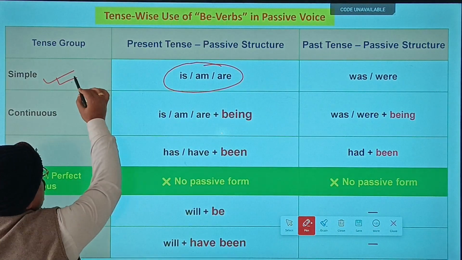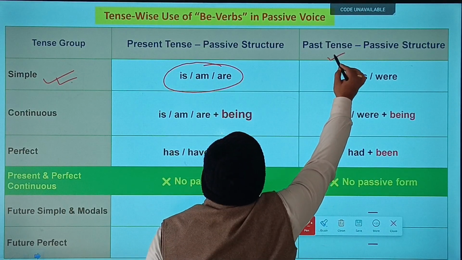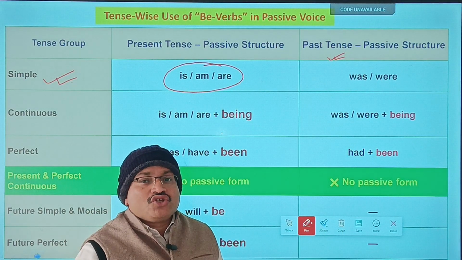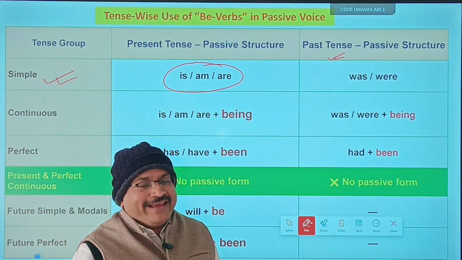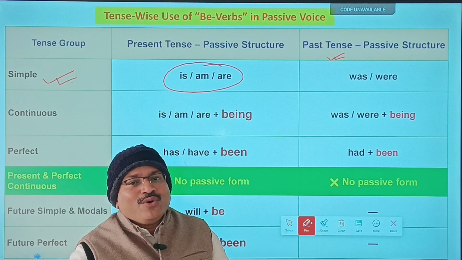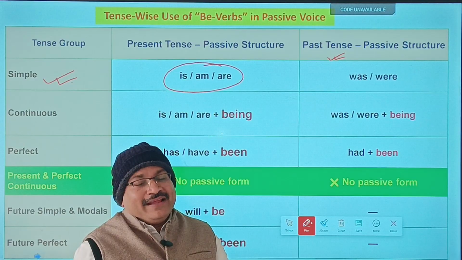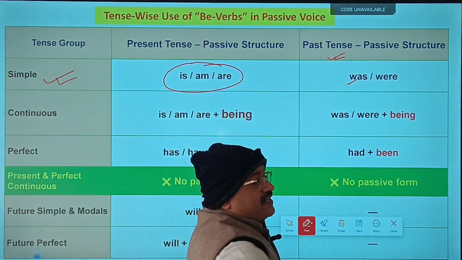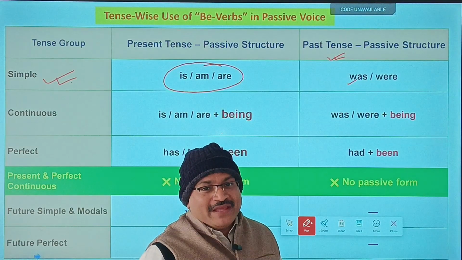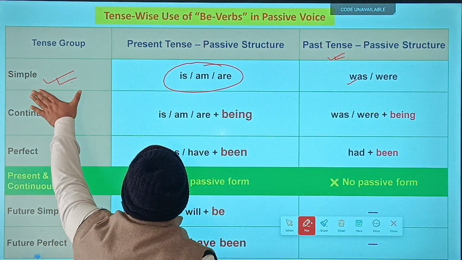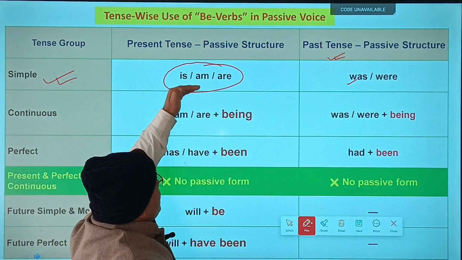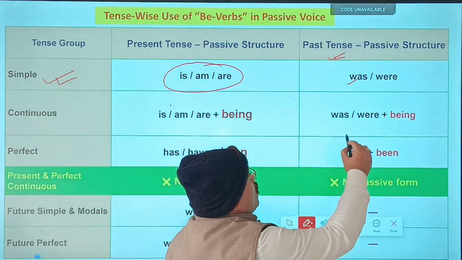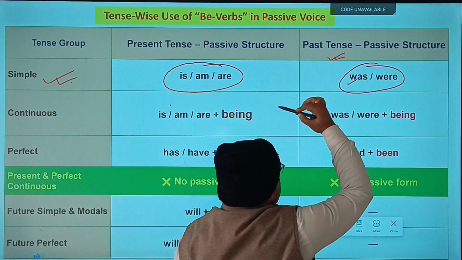When the sentence is simple past, then we'll use what? Was or were. Example, she wrote a letter. Then passive will be a letter was written by her. So when the sentence is simple present, we'll use is, am, are. When the sentence is simple past, we'll use was and were.